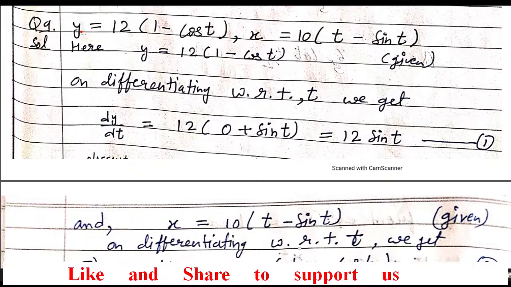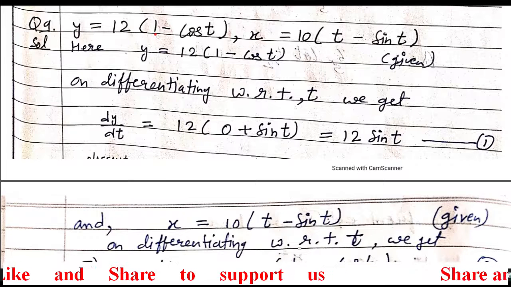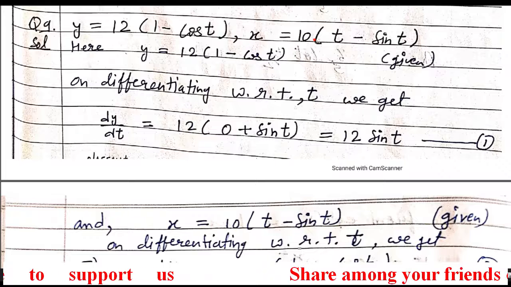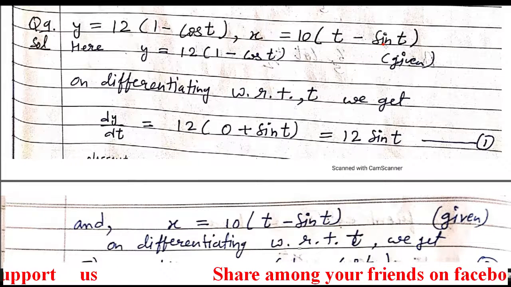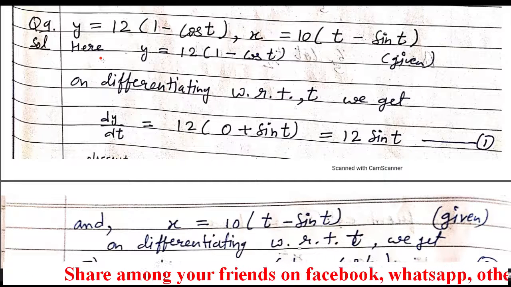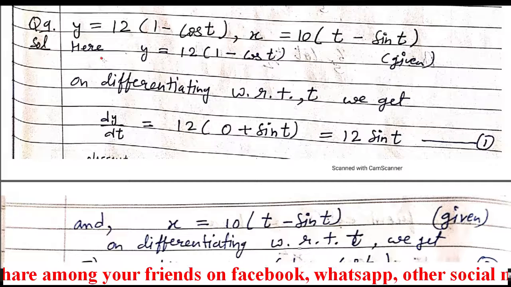Question 9 is y is equal to 12 bracket 1 minus cos t, then x is equal to 10 t minus sin t, and here we have to find out dy over dx.